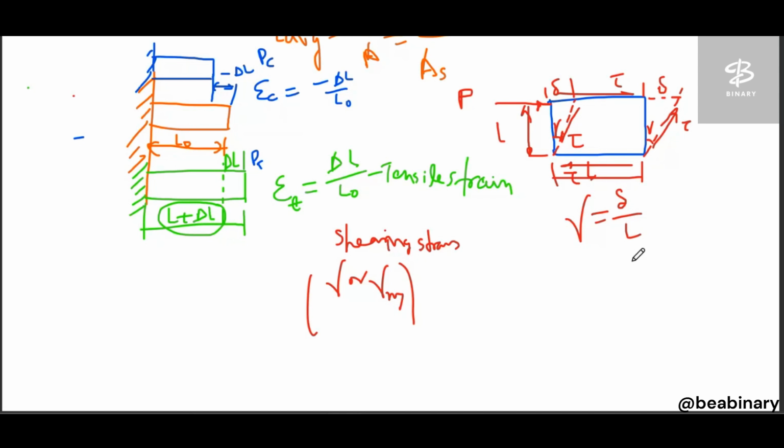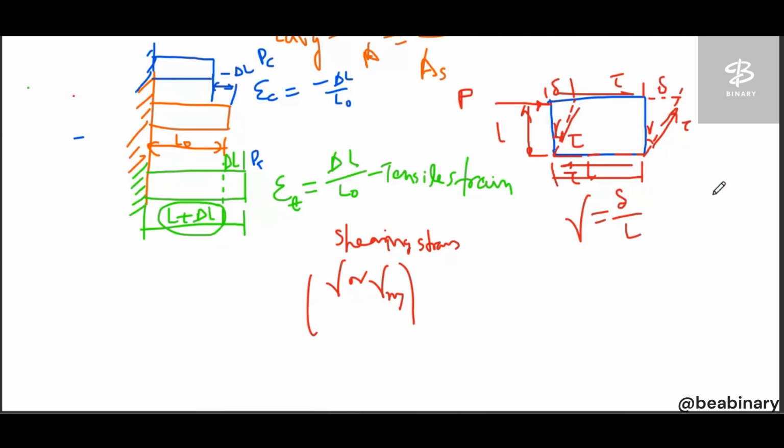When the force P is applied tangentially to the component, the element shown here is displaced to the dotted line. Suppose the blue is the original component, and the red component is after distortion. Blue is the original component, red is after distortion.